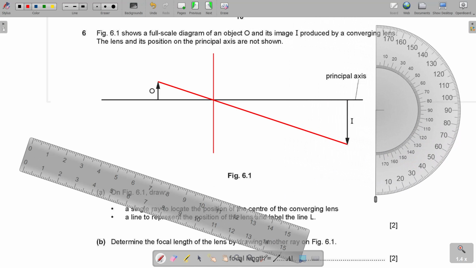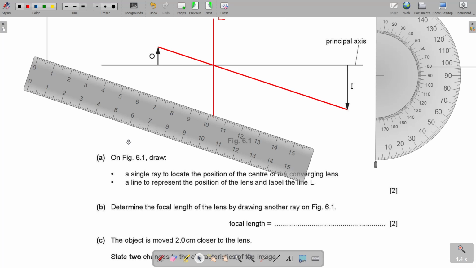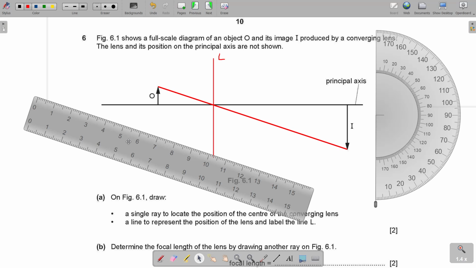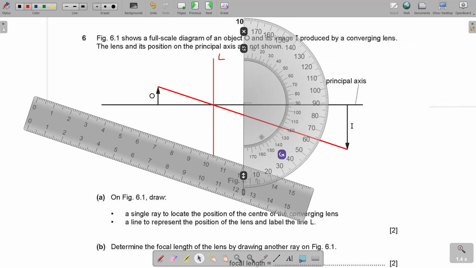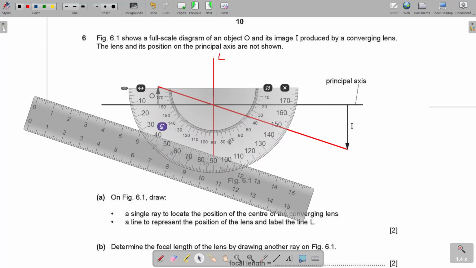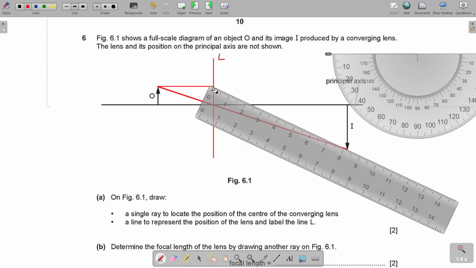Part B says determine the focal length of the lens by drawing another ray on figure 6.1. So the other ray is parallel to the principal axis. So we can also use a protractor here to draw 90 degrees on the lens to make sure that the line is drawn correctly, and a ray from the object to the lens, and from that point we connect to the image. So we use the ruler and we connect to the image. This straight line or ray passes through the principal focus or the focal point.